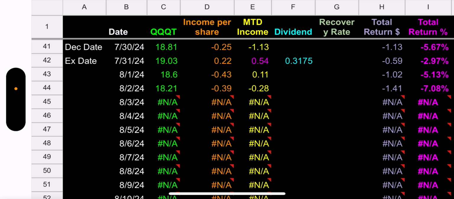They paid 31 cents. So obviously they're down. Now, on X date, they did make 22 cents. I'm sorry, no, they made 54 cents. And then August 1st, August 2nd got them as well. Again, those are two terrible days. They lost 43 cents, 39 cents. So they're at a month-to-date income of negative 28 cents. Now, even worse, their total return is negative 7.08%.